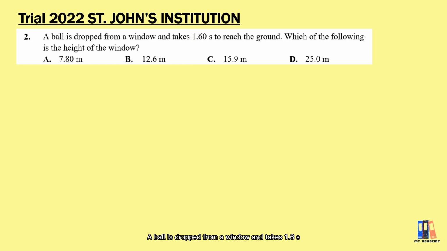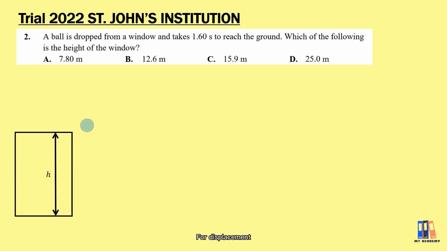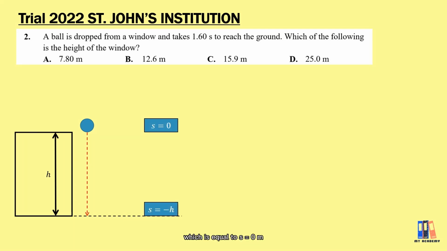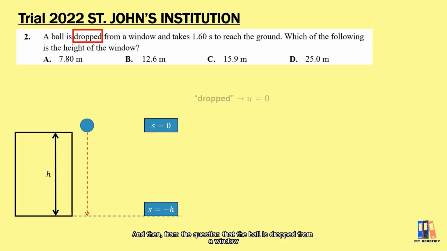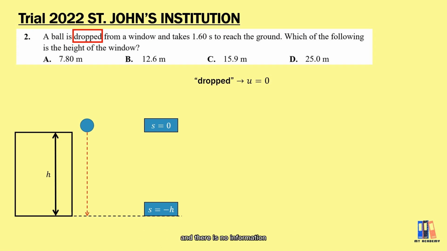A ball is dropped from a window and takes 1.6 seconds to reach the ground. Which of the following is the height of the window? To solve these questions, you need to learn how to extract information and label those values. For displacement, we will set the initial position of the object as the reference value, which is equal to 0 m. If you consider the upward direction as positive, then you have the displacement of the ground as -h, where h is the height of the window. From the question, the ball is dropped from a window, and there is no information about the initial velocity, so you can assume that the initial velocity of the ball is equal to 0.